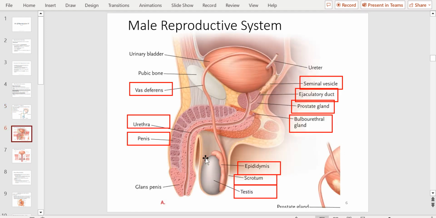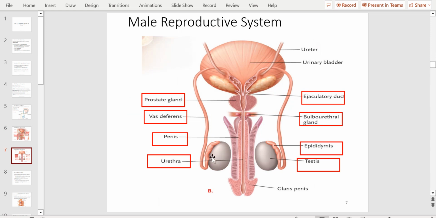Just another shot here. There's the scrotum, testes, epididymis, which changes into the vas deferens, comes in and around. There's the ureter and the bladder. The ureter connects to the urethra. There's the penis itself. There's your seminal vesicle, ejaculatory duct, prostate gland, bulbourethral gland, right in here. Prostate gland, be careful. It can become cancerous; we'll get to that later. Just an anterior shot of the same thing. Everything is all there. Have a look at it.